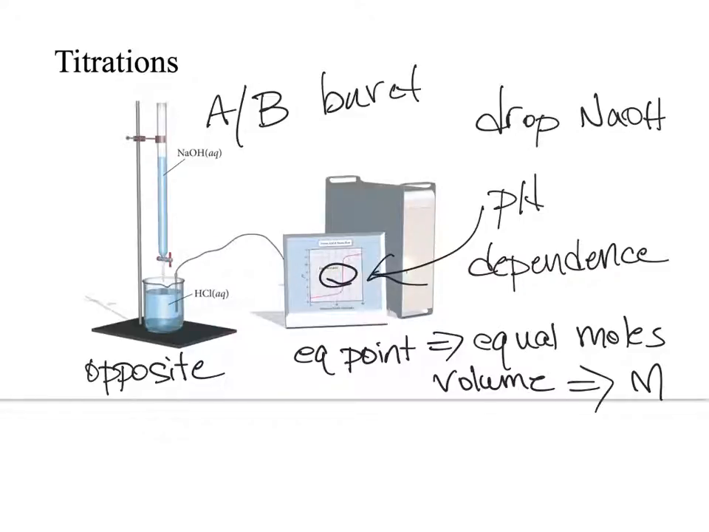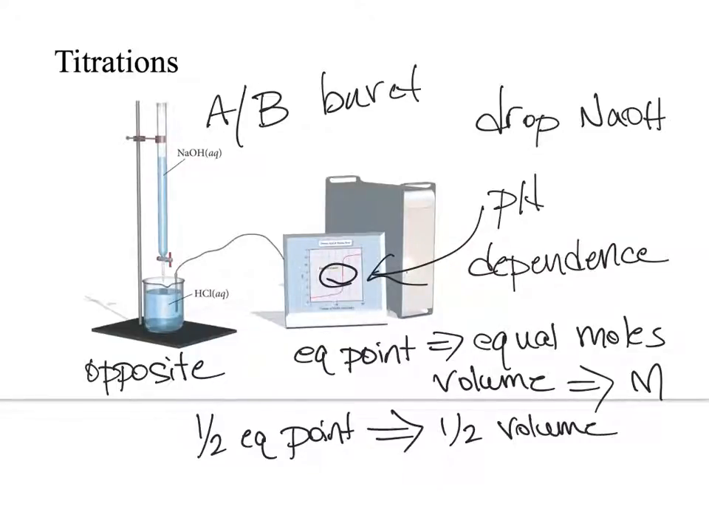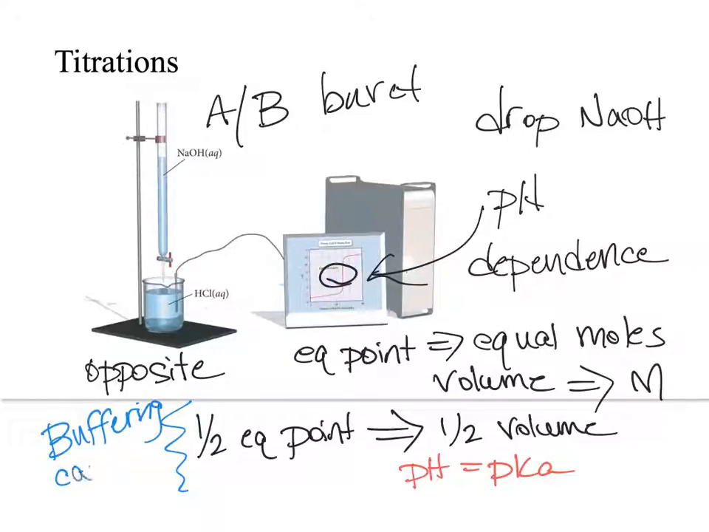But there's also something, the half equivalency point. And this is equal to 1/2 the volume of the equivalency point. And more importantly, this is defined as the place where pH is equal to pKa. And it's important because this is the buffering capacity. This defines where the buffering is occurring.